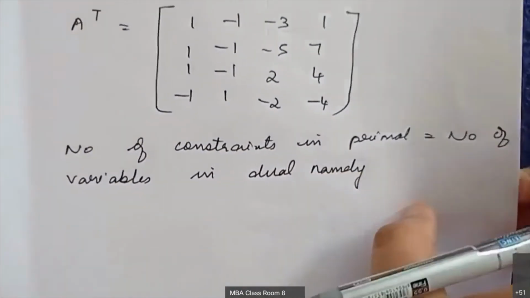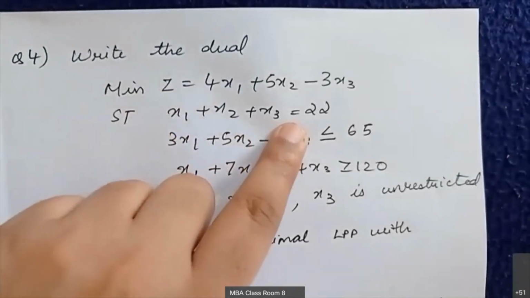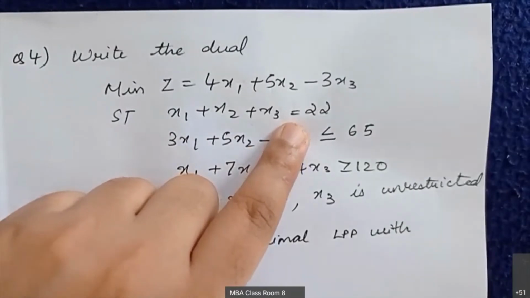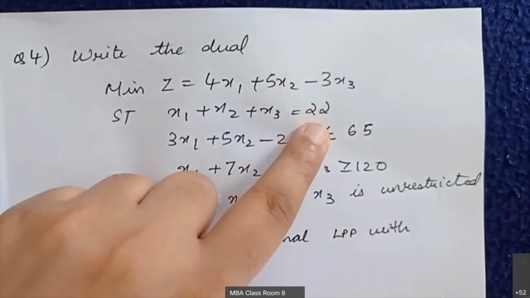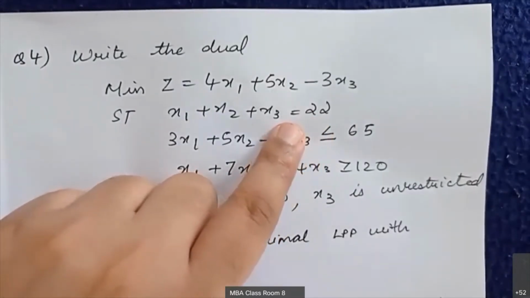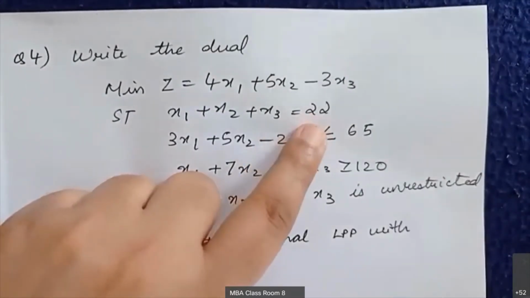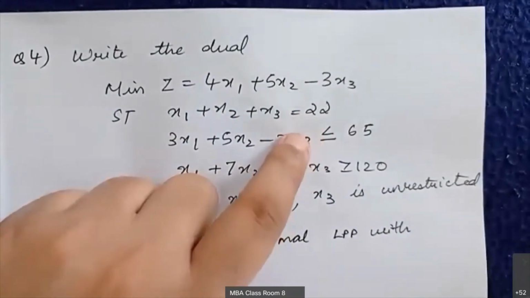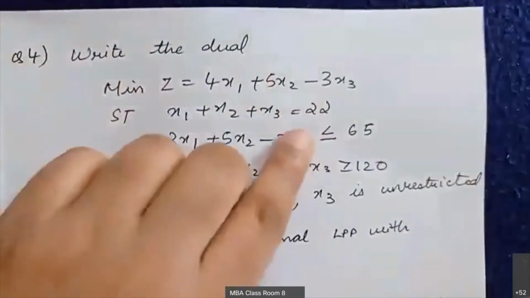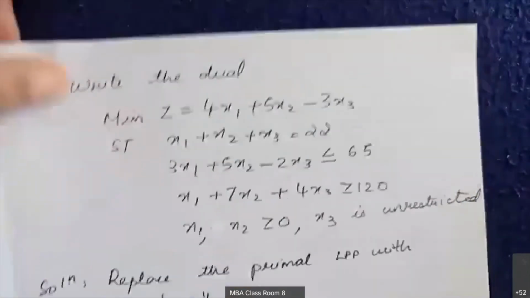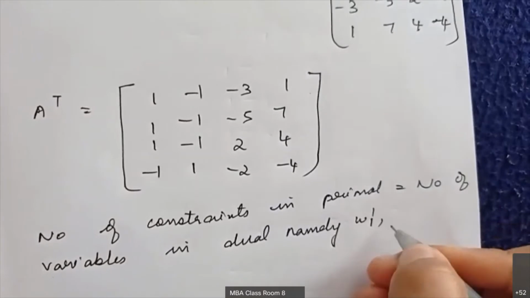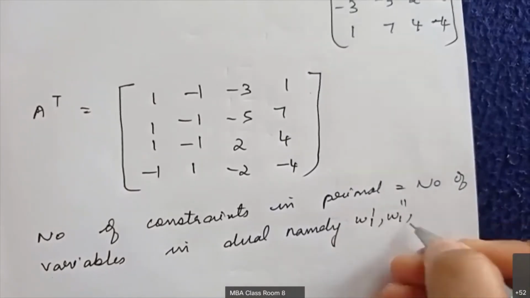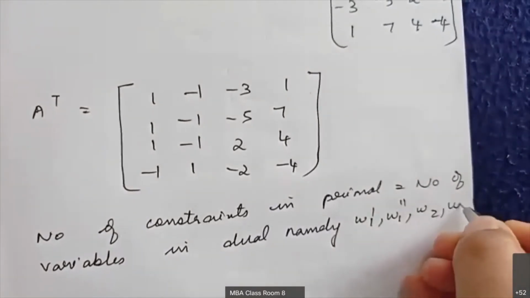Namely, just remember one more time, the first constraint was an equal to. So this constraint alone gave us 2 constraints. So I will not name it as W1 and W2. Instead of that, I will name it as W1 dash and W1 double dash. So the first 2 variables will be W1 dash and W1 double dash, then W2 and W3.